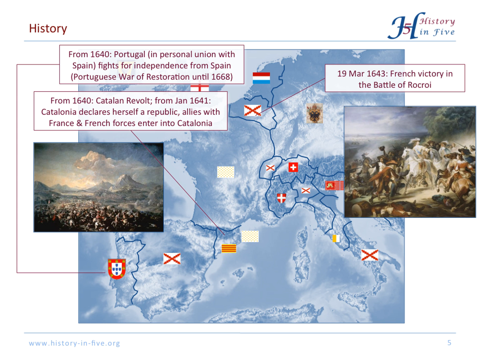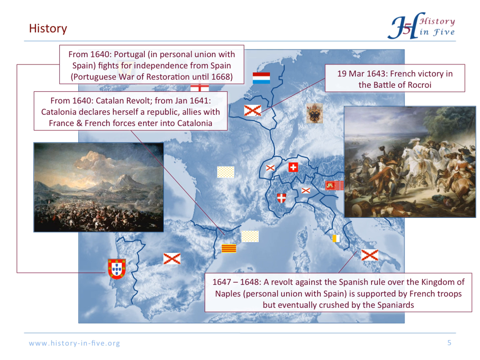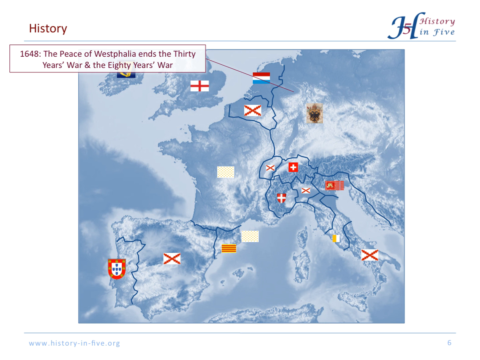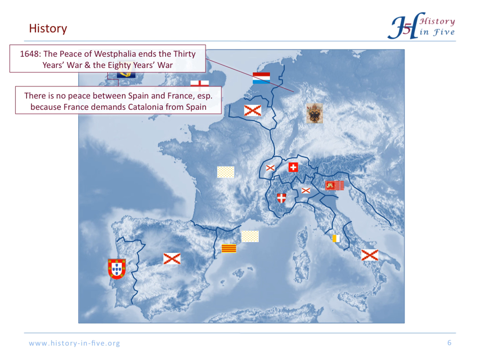The French could win a battle in the north and supported a revolt against the Spanish in Naples, which was in personal union with Spain. There was another French victory, and Spain was very much under pressure. However, then there was the Peace of Westphalia, and Spanish forces could be freed. But there was no peace between Spain and France, because France wanted to gain Catalonia.